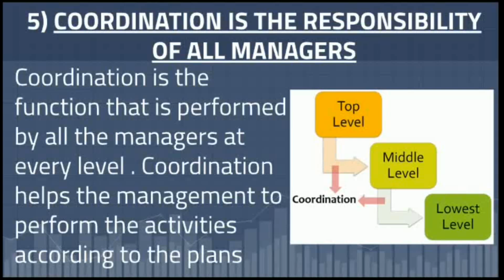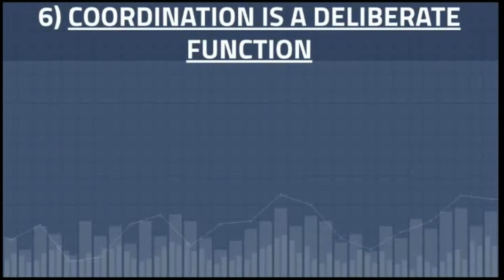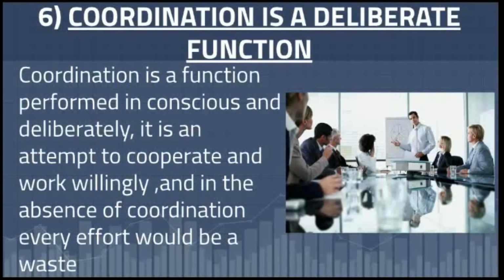The next important feature of coordination is that it is a deliberate function. When you're talking about a deliberate function, it is a purposeful activity. It is done willingly and consciously. So coordination is a function performed consciously and deliberately. It is an attempt to cooperate and work willingly, and in the absence of coordination, every effort would be a waste. In the sense, all the managers, all the individuals have to work willingly and cooperate and coordinate willingly. If they are unwilling, then everything will go to waste. So that is why it's a deliberate function. It should be done deliberately. It should be done purposefully. It doesn't happen automatically. That is the meaning of a deliberate function.